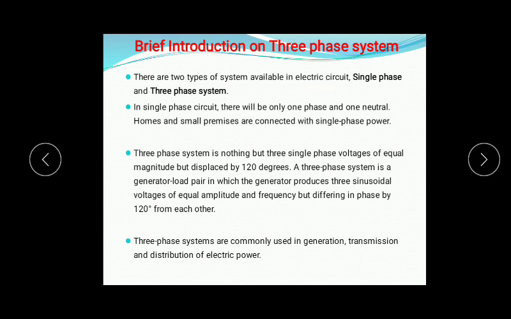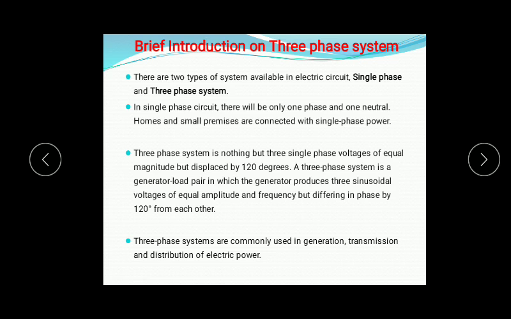Brief introduction on three-phase system. There are two types of system. One is single phase and the second one is three-phase system. In a single phase circuit, there will be one phase and one neutral, and the single phase voltage is 230 volt, which is usually used by our homes and small premises.